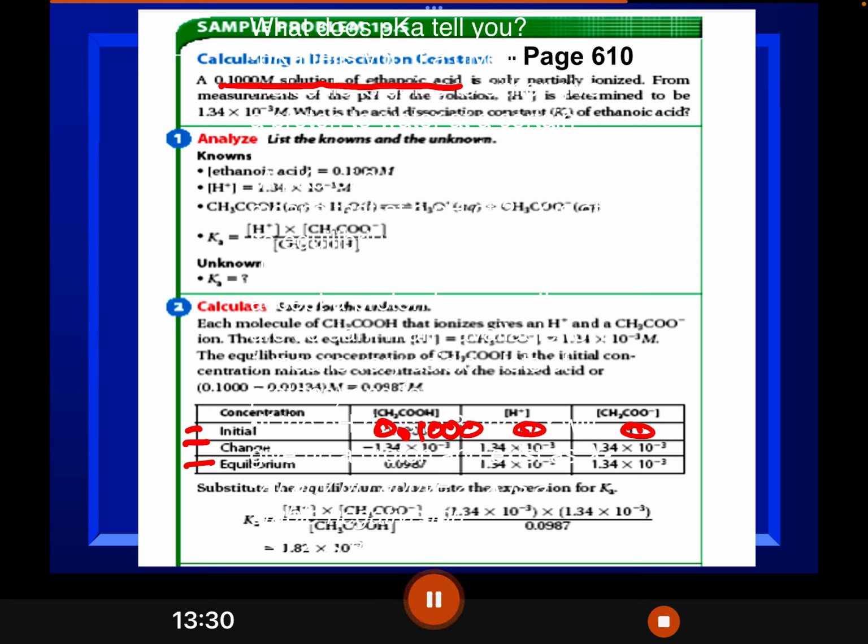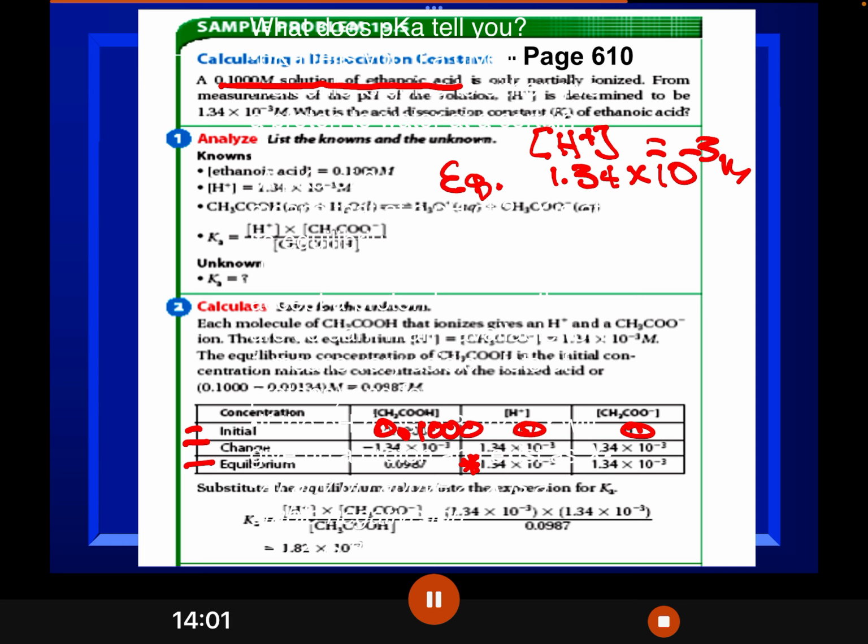And we're also told that it's partially ionized, and it tells me my H plus concentration at equilibrium is equal to 1.34 times 10 to the minus third molar. And that's where this number comes from. That is 1.34 times 10 to the minus 3 molar.